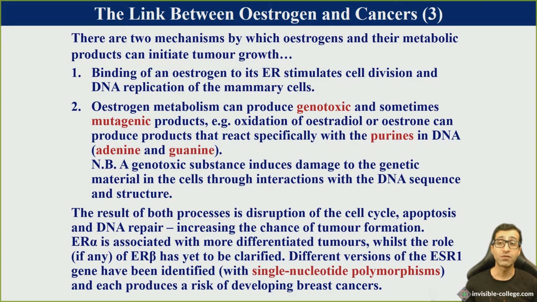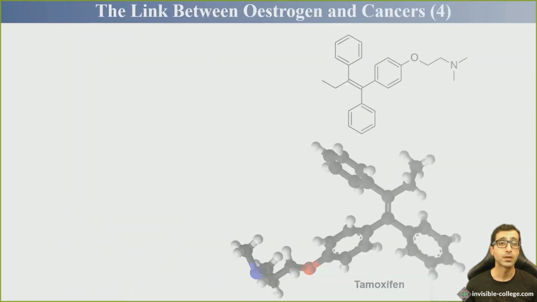Now, the result of both of these processes is the disruption of the cell cycle and programmed cell death, which is referred to as apoptosis, and also DNA repair. So this overall can increase the chances of tumour formation. Now, estrogen receptor alpha is associated with more differentiated tumours, where the role, if any, of estrogen receptor beta has yet to be identified. So different versions of ESR1 genes have been identified with single nucleotide polymorphisms, and each produces a risk of developing breast cancers.